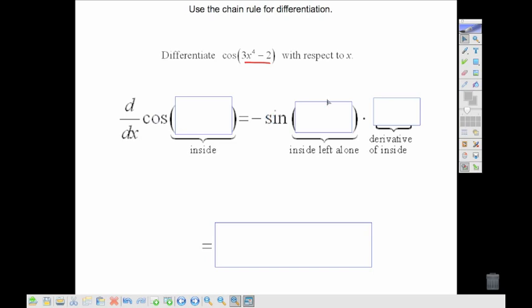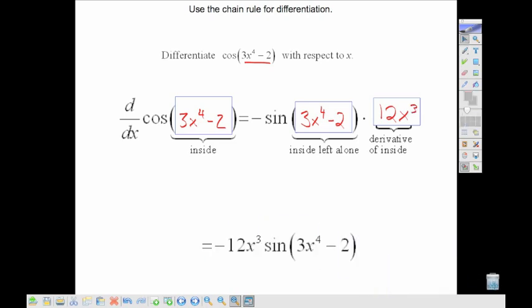So derivative of cosine is negative sine. Then I need to think about what's on the inside. The inside here was 3x to the fourth minus 2. So looking at that, I think about the chain rule. I've taken my derivative. I need to first keep it the same, and then I multiply by the derivative of what's inside. 3 times 4 gives us 12x to the third. And then we can simplify that.